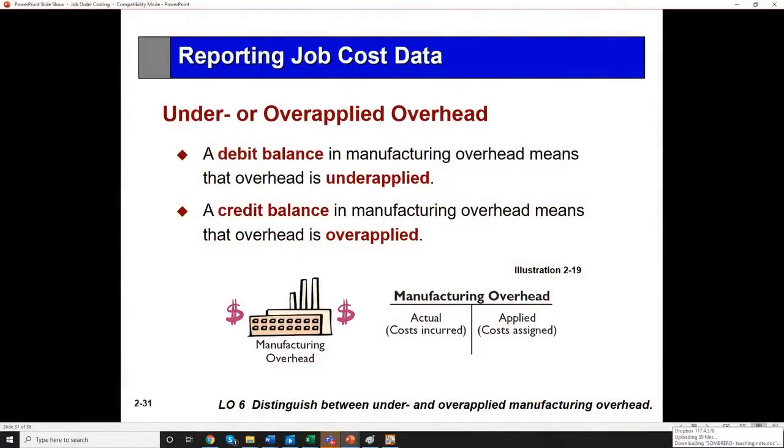So at the end of the year, either my debits exceed my credits or my credits exceed my debits. Now, if the debits exceed the credits, that means I have a debit balance, and I did not apply as much as I incurred. And that's why I end up with a debit balance. I incurred more than I applied, so I underapplied the overhead. If I have a credit balance, that simply means that I applied more to my jobs than I actually incurred.